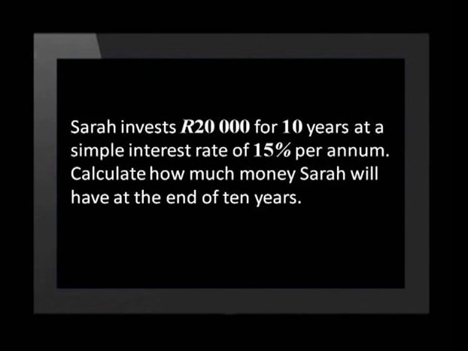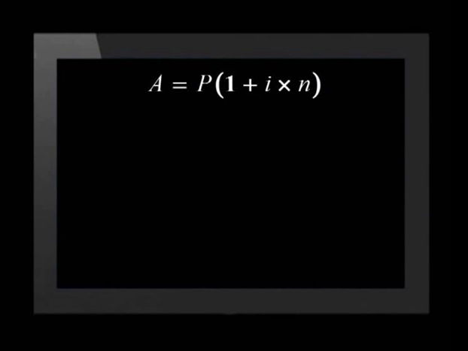Sarah invests 20,000 Rand for 10 years at a simple interest rate of 15% per annum. Calculate how much money Sarah will have at the end of 10 years. Remember, per annum means per year. Let's begin by writing down the formula and substituting the values. The simple interest formula is A is equal to P times, open brackets, 1 plus I times N, close brackets.